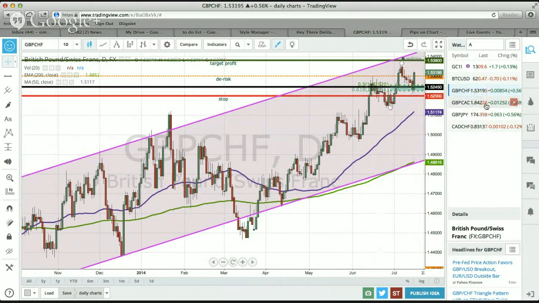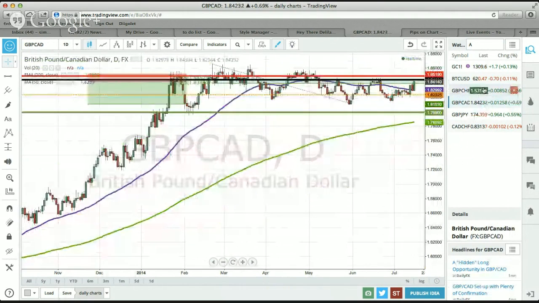Long pound Swiss here. Something I rarely do, or I'm more careful about when I do it, is to take a position that's a bit the opposite. So I'm long pound Swiss, and here I'm short pound Canada, which means my net position is one of being long Canada Swiss. Okay, so this position just got filled and it's slightly out of the money.